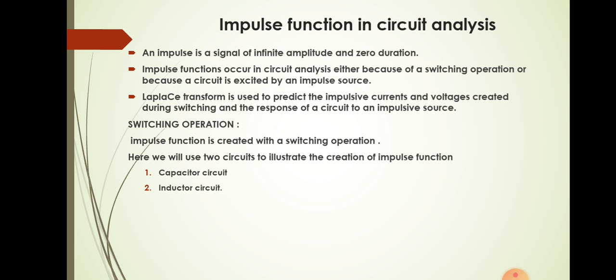So if we are dealing with switching operations, impulse function occurs during the switching operation. That means impulse function is created with the switching operations. We will here deal with two types of circuits, capacitor circuit and inductor circuit, and we will discuss how an impulsive function occurs in the case of capacitor circuit or inductor circuit. First of all, let us see the capacitor circuit.